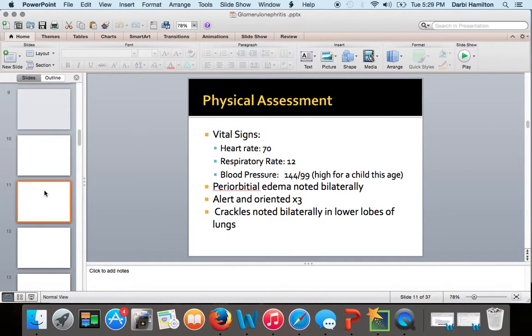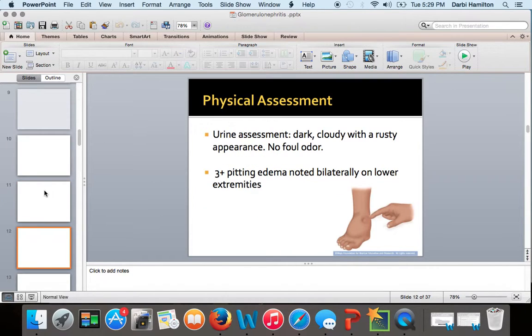On the initial physical assessment, the vital signs of significance were a heart rate of 70, a respiratory rate of 12, and a blood pressure of 144/99, which is high. There was periorbital edema noted bilaterally. The patient was alert and oriented, and crackles were noted bilaterally in the lower lobes of the lungs. The urine assessment: it was dark and cloudy with a rusty appearance but no foul odor. There was 3+ pitting edema noted bilaterally on the lower extremities.